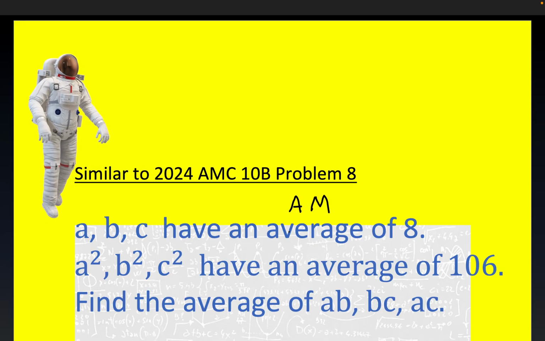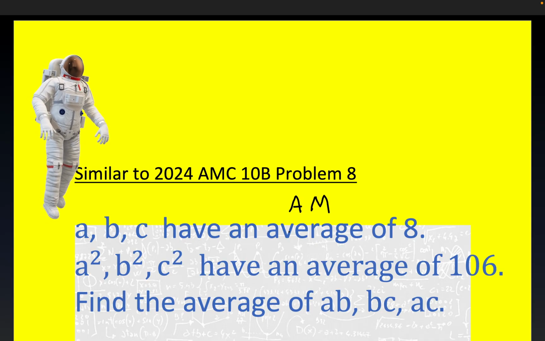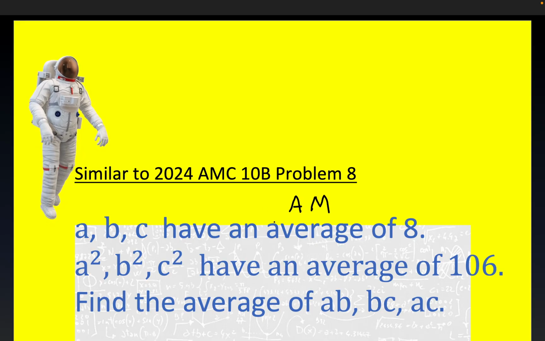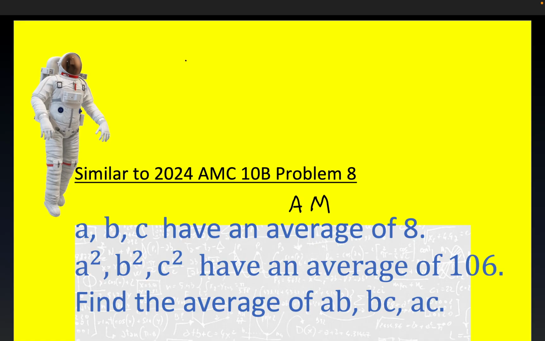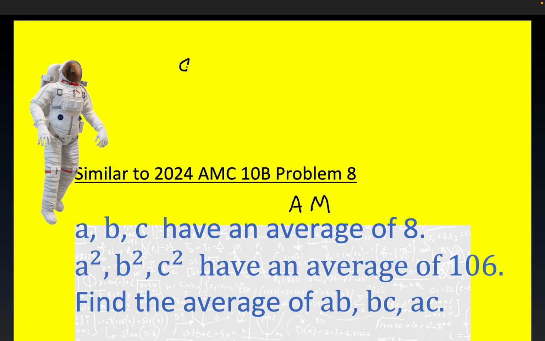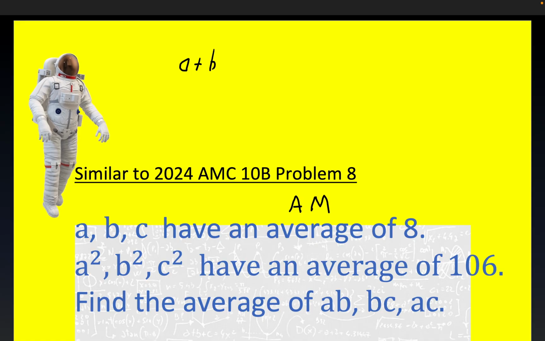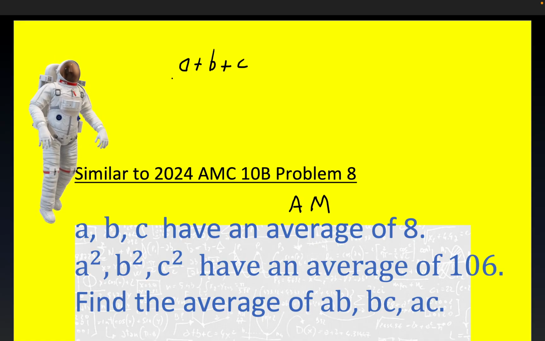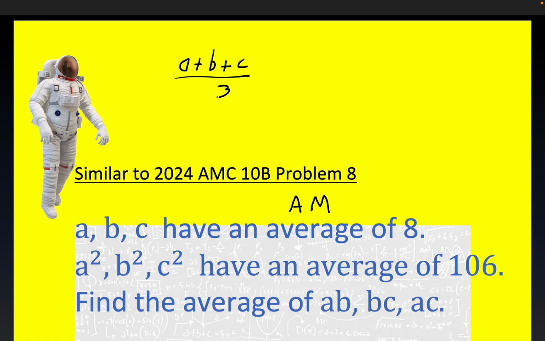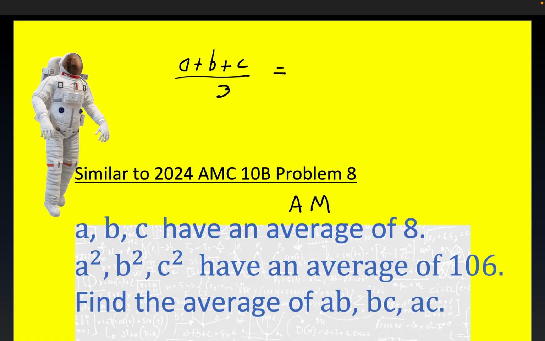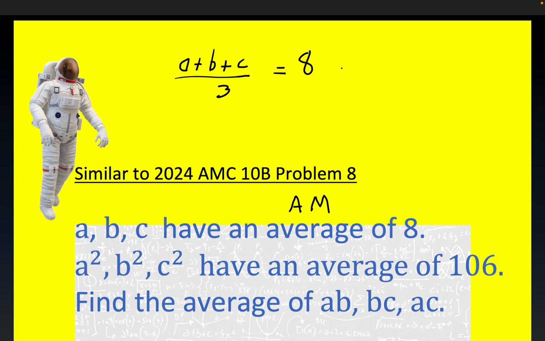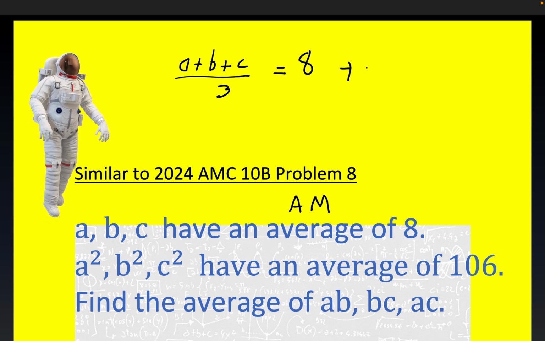Okay. Now this is related to something called elementary symmetric polynomials, but we don't really have to know too much about that to actually solve this problem. Let's see. The first thing we can write down is a plus b plus c over 3 is equal to 8. And that, of course, implies that the sum is 24.